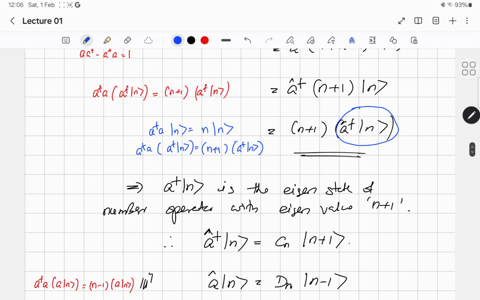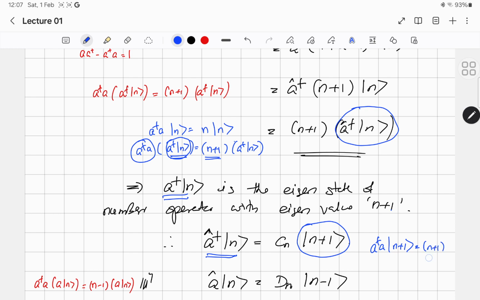So what is the physical meaning of this? This shows that a dagger ket n is also an eigenstate of the number operator a dagger a, but with the corresponding eigenvalue n plus 1. That means the action of a dagger on n must be increasing the eigenvalue of ket n by 1. So a dagger acting on ket n gives an eigenstate of the number operator with eigenvalue n plus 1, meaning a dagger acting on n must turn the vector ket n into the vector ket n plus 1, because if you have a dagger a acting on n plus 1, what would you get?